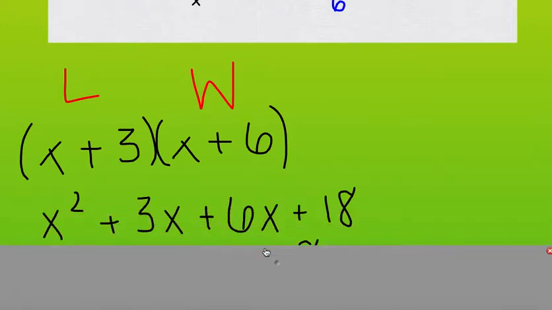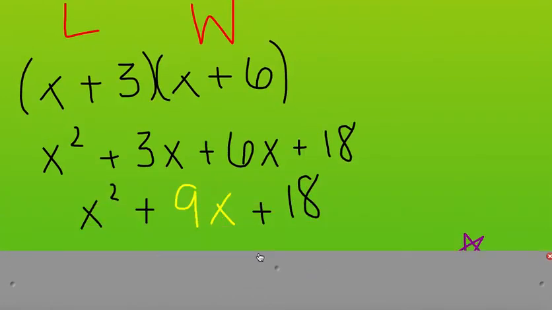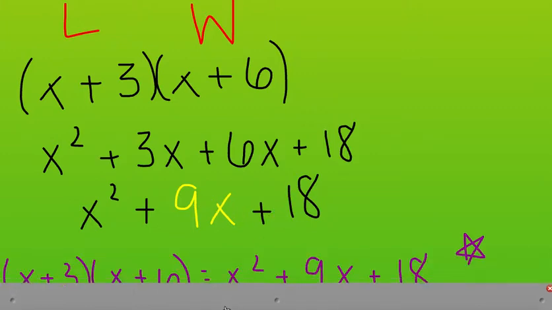As you can see, we have x squared plus 3x plus 6x plus 18, which, when we combine like terms, gives us x squared plus 9x plus 18. But we want to start getting in the habit of writing the solutions as equal, because they're equivalent to each other. We want to show that they're equal. So we have the quantity x plus 3 times the quantity x plus 6 is equal to x squared plus 9x plus 18. We want to get in the habit of writing our solutions like this. So let's go on to the next one.